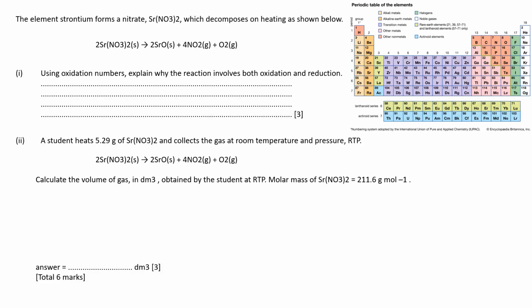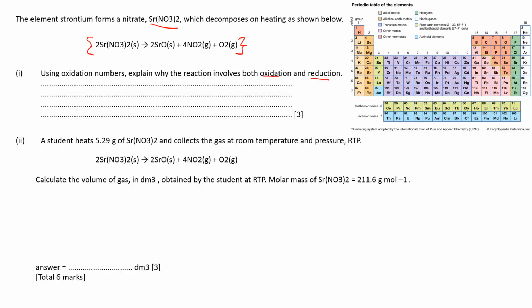Look at this question from the A-level past papers. The element strontium forms a nitrate, strontium nitrate, which decomposes on heating as shown in this equation. Strontium nitrate gives us strontium oxide, nitrogen dioxide, and oxygen. Using oxidation numbers, explain why the reaction involves both oxidation and reduction.